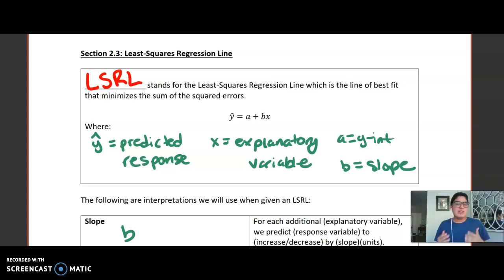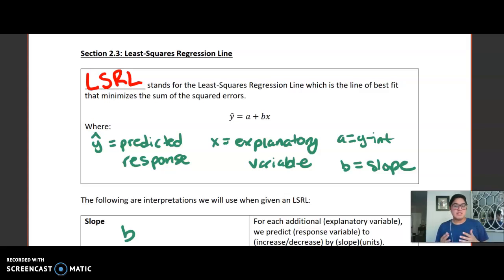All right, so why do we need the scatter plot and the correlation coefficient? Well, that's going to bring us to this lesson here, which is about the least squares regression line, or LSRL for short. And so again, this stands for the least squares regression line, which is the line of best fit that minimizes the sum of the squared errors.